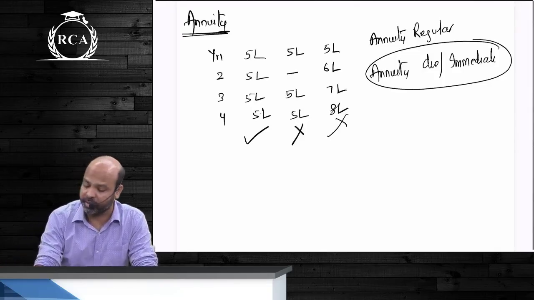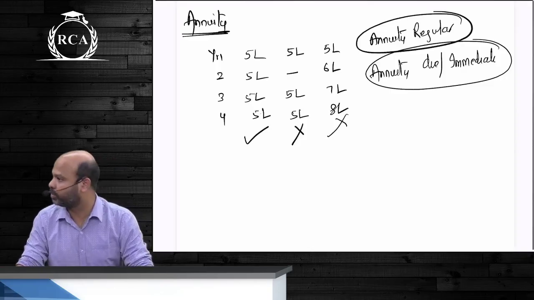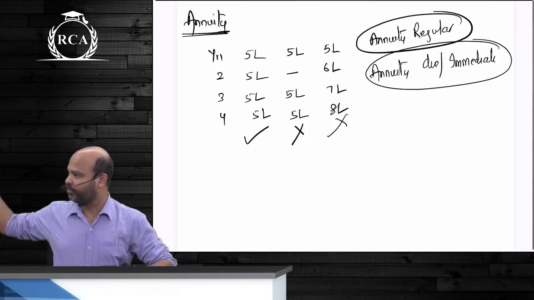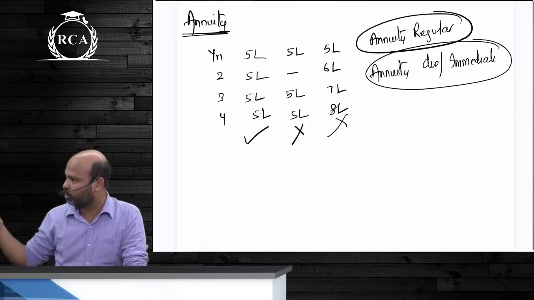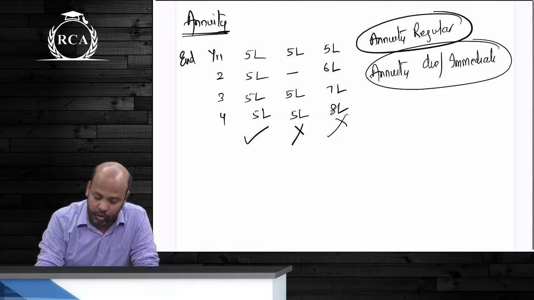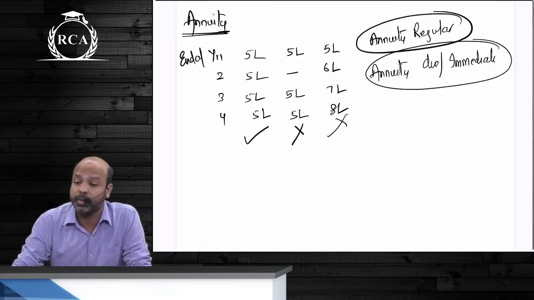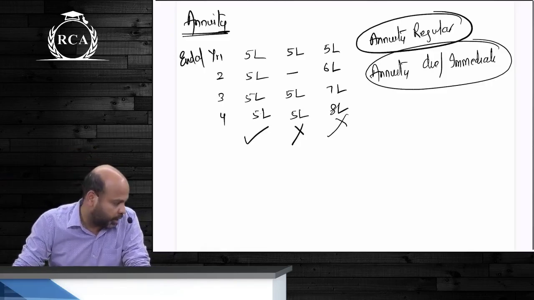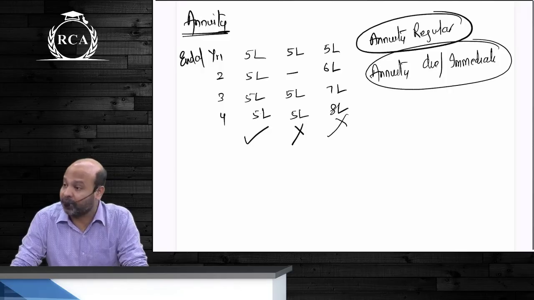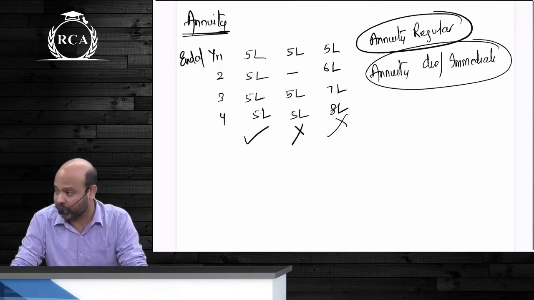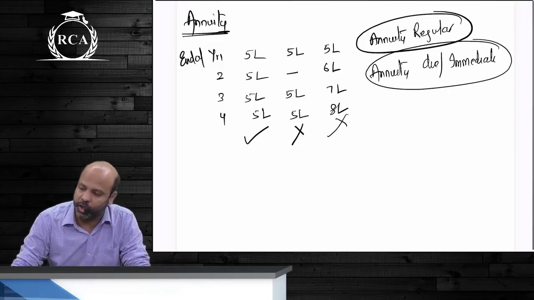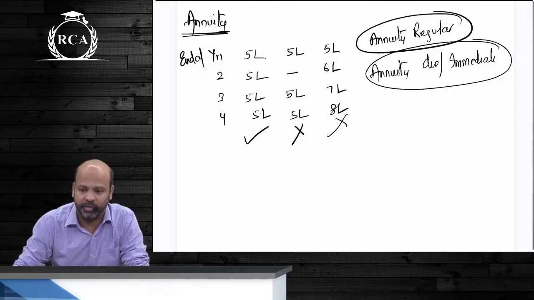What is the difference between annuity regular and annuity due or immediate? If these cash flows that you're receiving, guys, are at the end of year 1, end of year 2, end of year 3, end of year 4, it will become annuity regular. If it is at the beginning of each year, it will become annuity due or immediate. That's the only difference, guys.